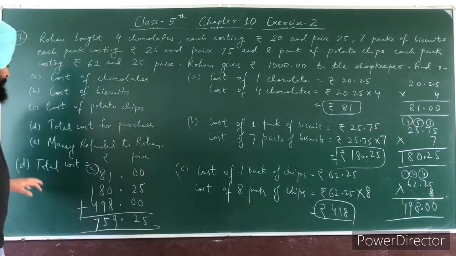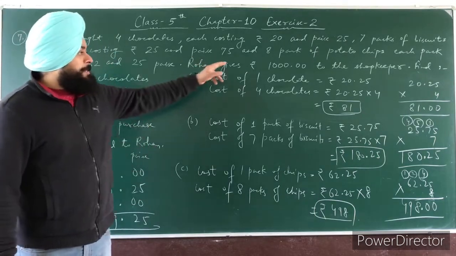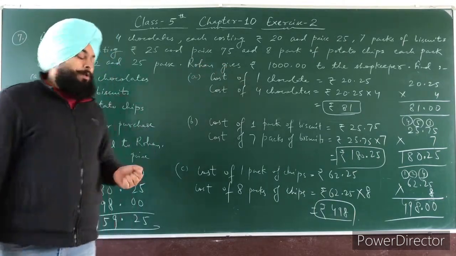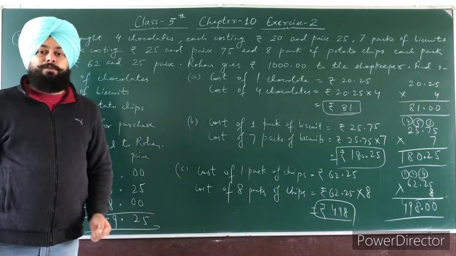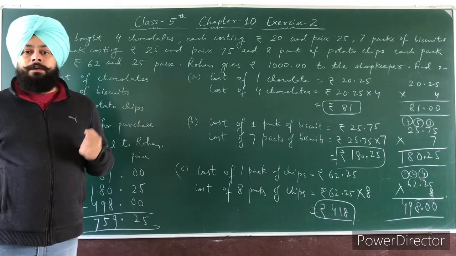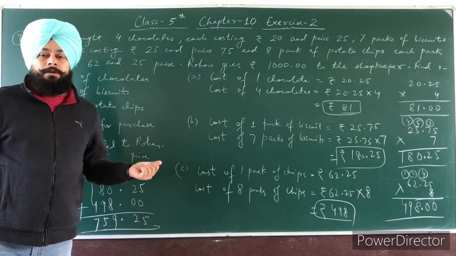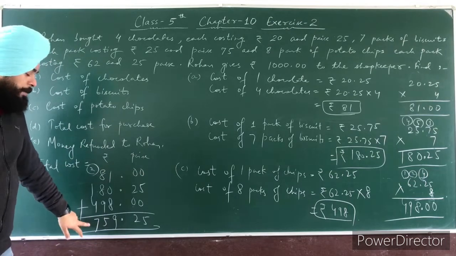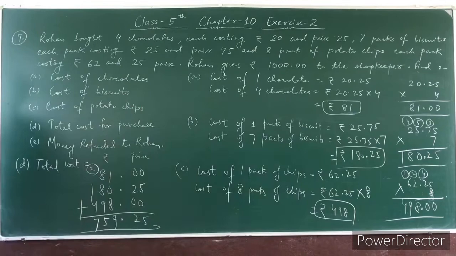Now the last key part is the money refunded to Rohan. So Rohan gives rupees 1000 to the shopkeeper, and the total cost for these items is rupees 759 and 25 paise. So how much money will he get back from the shopkeeper? So what do we have to do here? We will do subtraction here. So we will subtract this total cost from the rupees 1000.